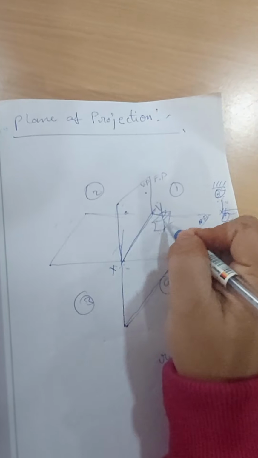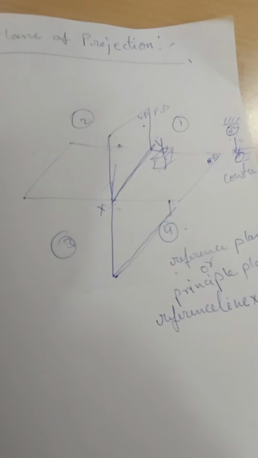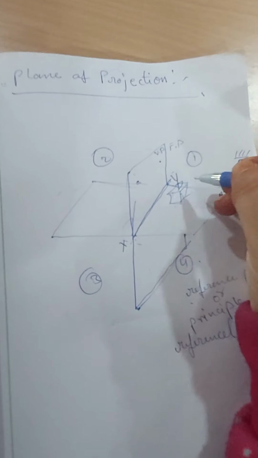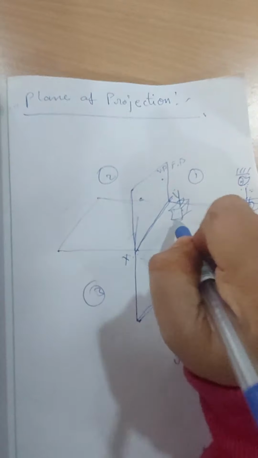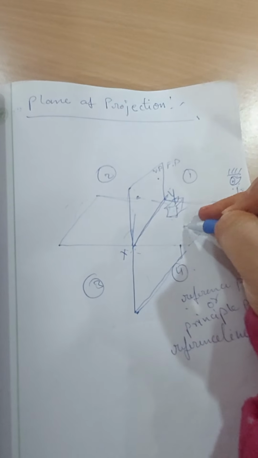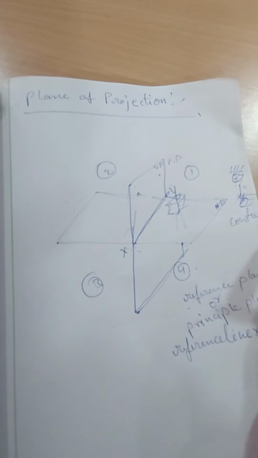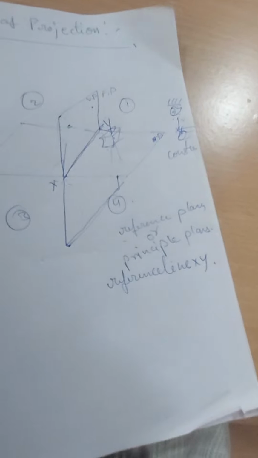Next, to identify the location of the object, as we define like this, the object is above the horizontal plane and in front of the vertical plane. See here, in front of the vertical plane and above the horizontal plane. So this is the condition for the object in the first quadrant.